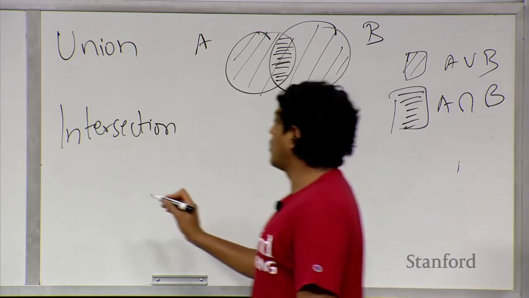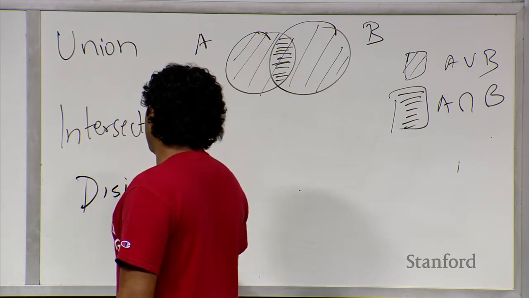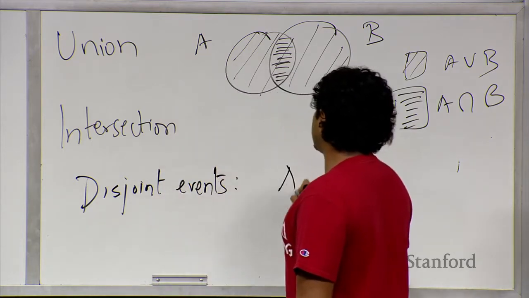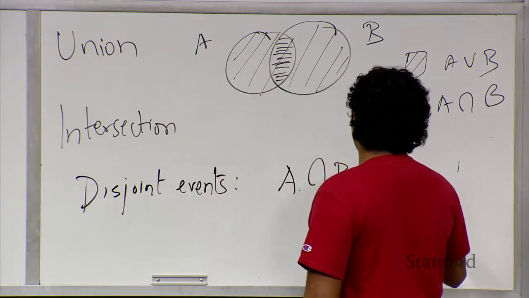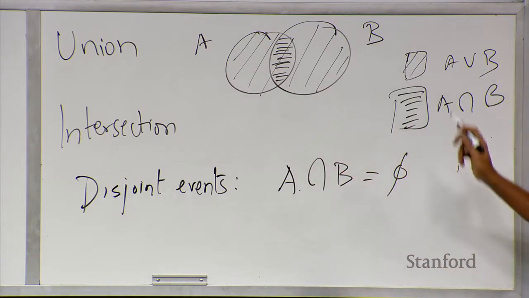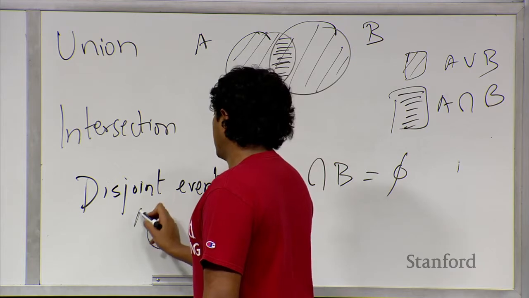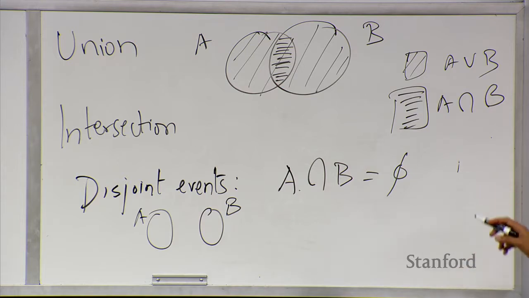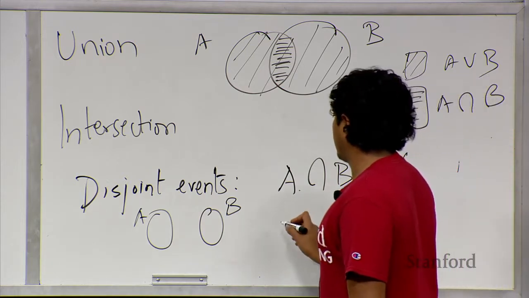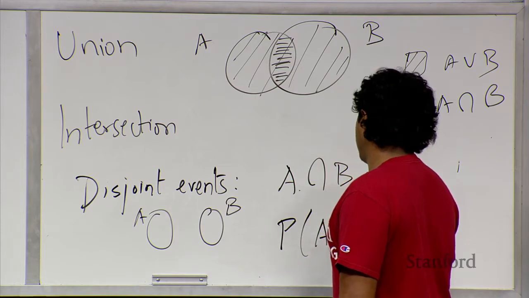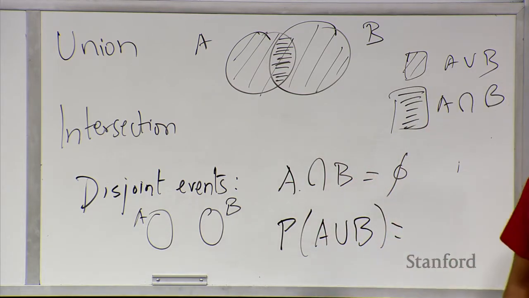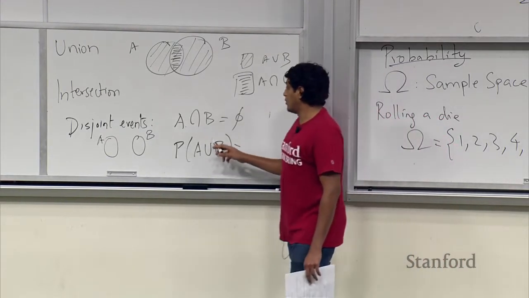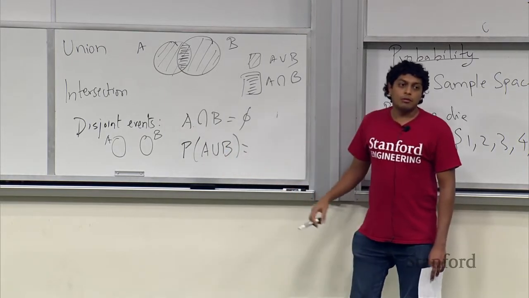So for disjoint events, some more terminology. Disjoint events are events such that A intersection B is a null set. If you had to represent them diagrammatically, this would be your two disjoint events. For any two disjoint events, what can you say about the probability of A union B?